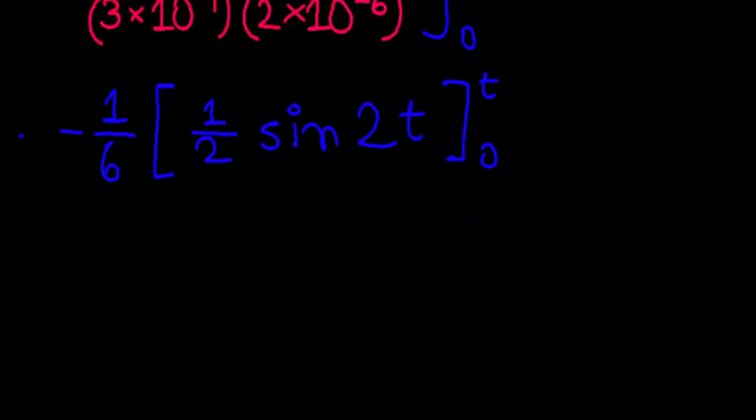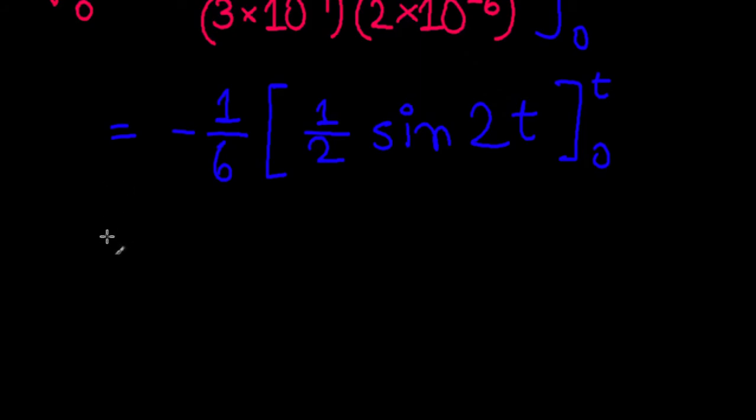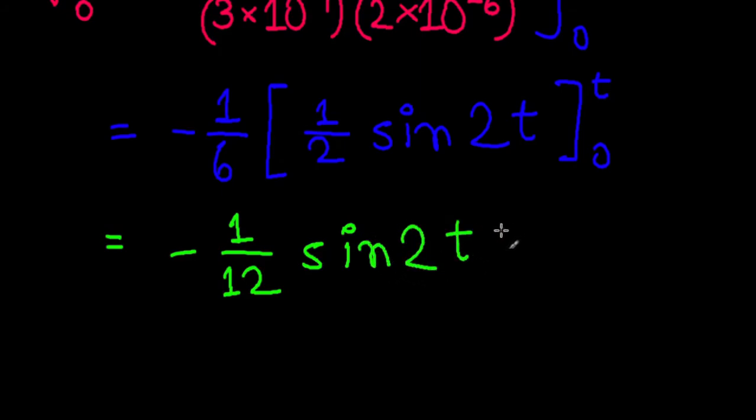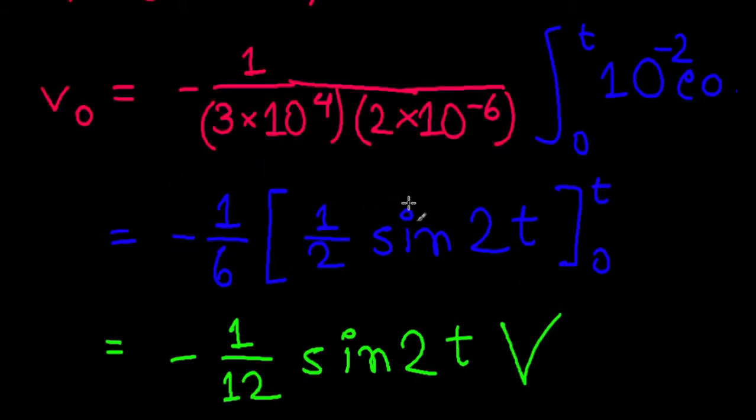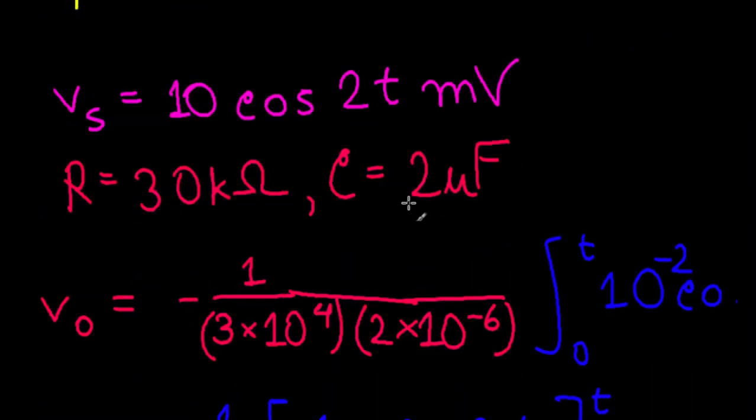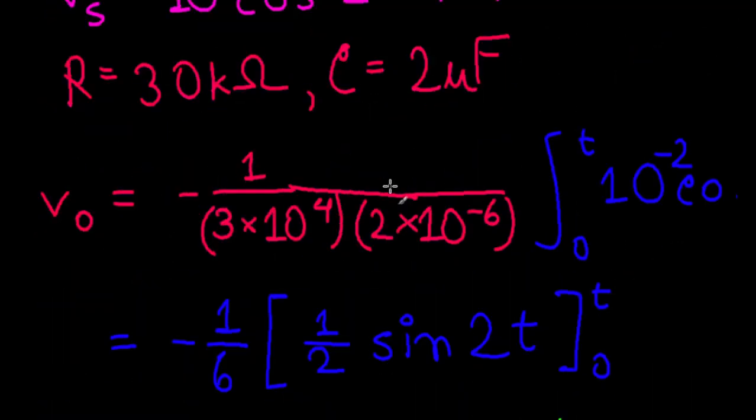So if I evaluate this, this is negative 1 by 12. Sine of 2t evaluated at t minus sine of 0, which is 0. So sine of 2t, and this is going to be in volts. So this is basically my output voltage. Pretty fascinating. So that one's done.